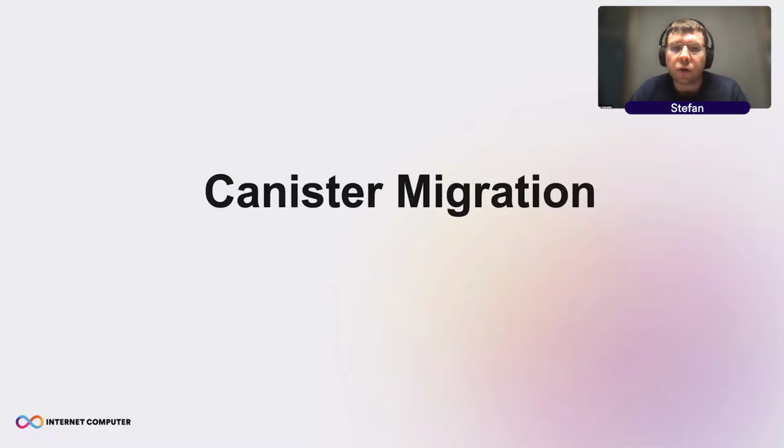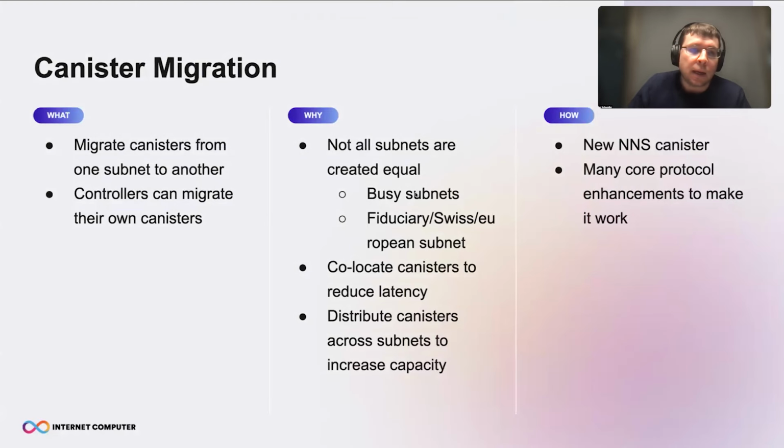So I wanted to demo canister migrations. As most of you might know, if you deploy a canister to the Internet Computer, you're actually deploying it to one of its subnets. And canister migration is simply the idea that you should be able to take a canister that is on one subnet and migrate it to live on a different subnet. And the idea here is that this is something that the controller of the canister can just do on their own. So it's not like NNS voting or anything like that. A controller of a canister should just be able to move a canister from A to B.